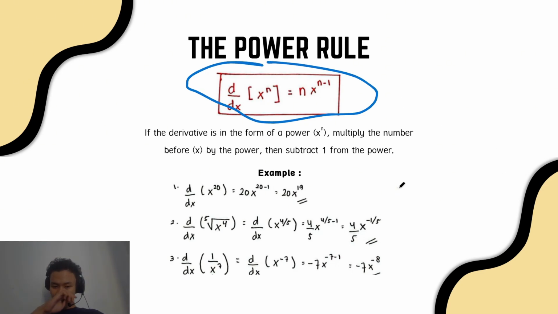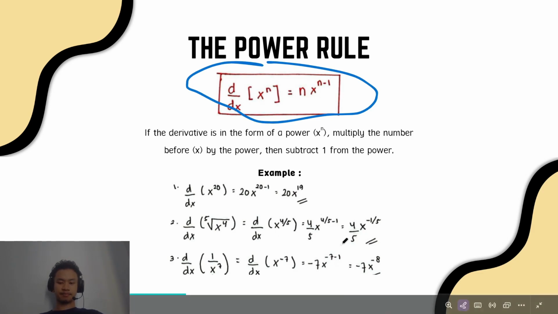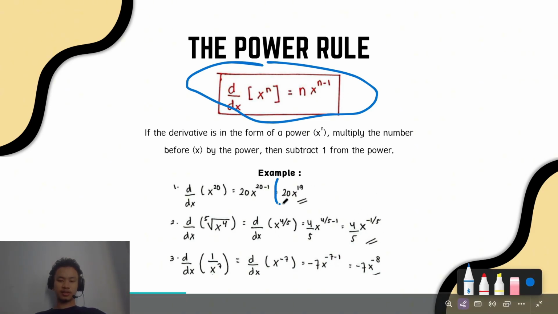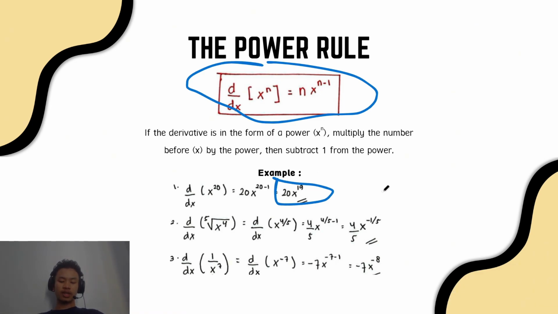Okay, for the example, consider x raised to the power of 20. Following the rule, we bring 20 down, then subtract 1 from the exponent. So the derivative is 20x to the power of 19.